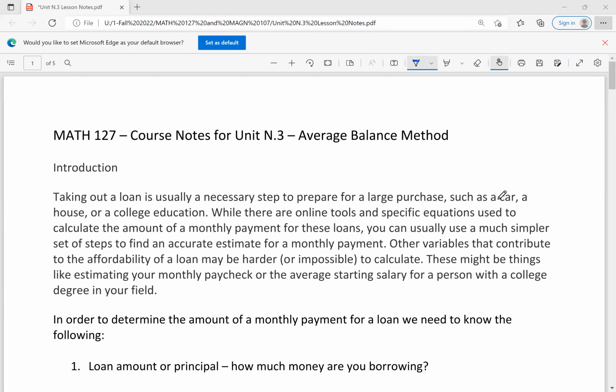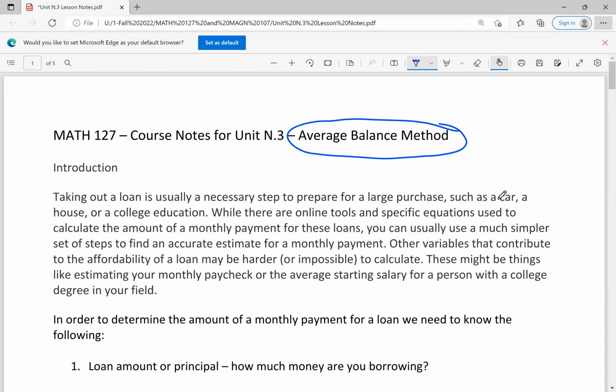on your own. So while you're watching this video, I do want you taking notes on the handout that I gave to you or the professor in our classroom gave to you today. So this lesson is focusing on what we are going to call the average balance method. And this method is used to determine an estimated monthly payment on a loan.